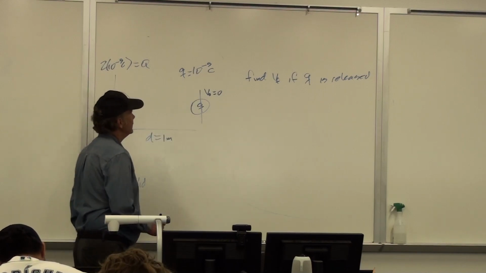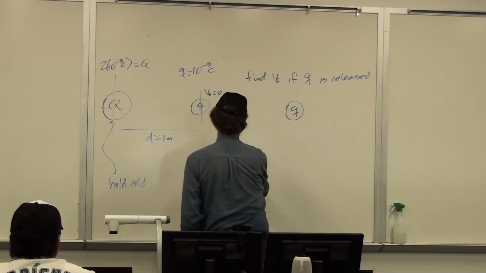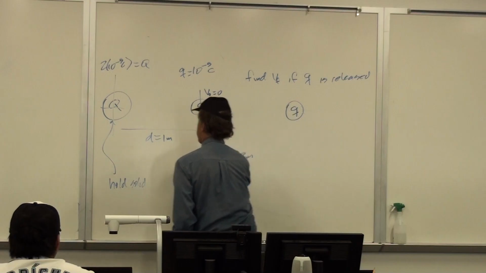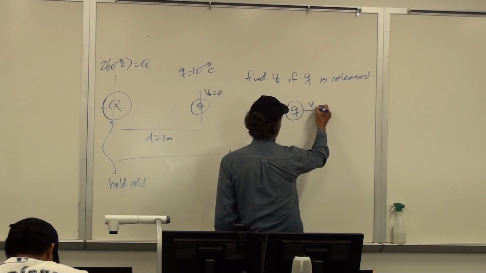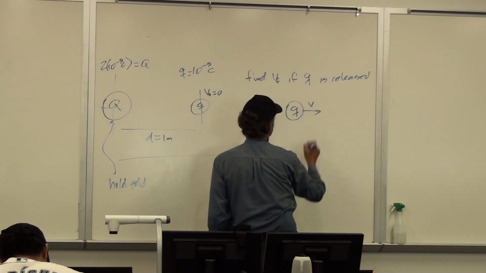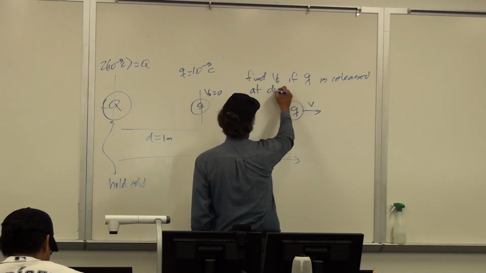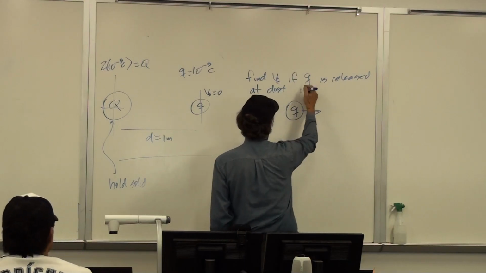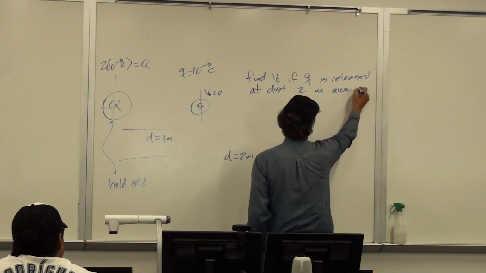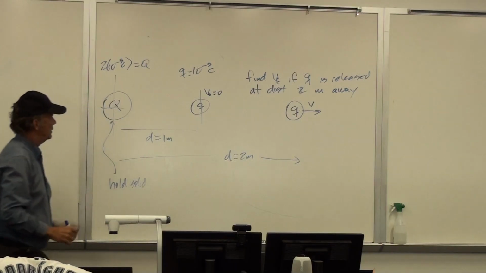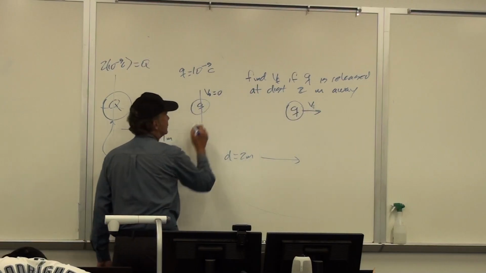But if I let this thing go, then by the time that we get to here, let's say we're at a distance d equals 2 meters, then I'm going to have some kinetic energy, but I'm also still going to have some potential energy. So we'll start out letting this thing go to 2 meters, and then we'll let it go to infinity. So we start out here at 1 meter, we let it go, and then we want to know V final when it's at 2 meters away.